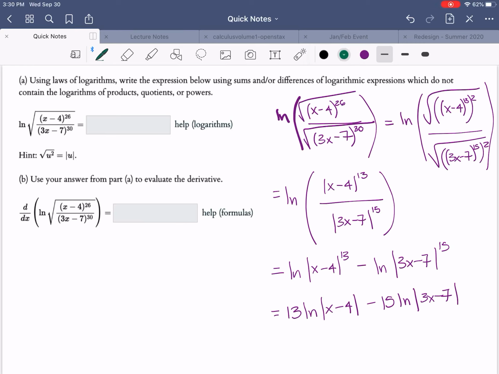Okay, now as for the second part, doing the calculus is actually a lot easier now, because now that we have it simplified, when we take the derivative, we'll get 13 over x minus 4, because the derivative of log x minus 4 will be 1 over x minus 4, minus 15 over 3x minus 7. And then by the chain rule, we need to multiply by the derivative of 3x minus 7, which is 3. And that will be your final answer for part B.